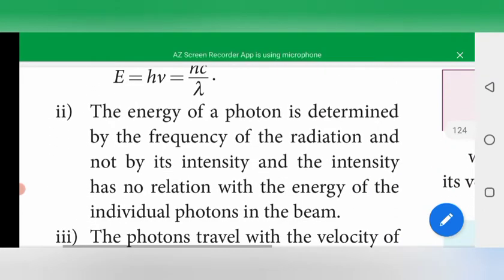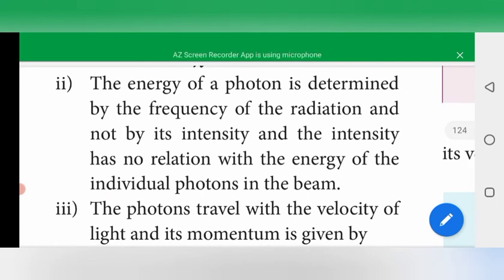electromagnetic radiation. And the second one, the energy of the photon is determined by the frequency of the radiation only, and not by its intensity. So the intensity has no relation with the energy. It depends only on the frequency of the radiation.